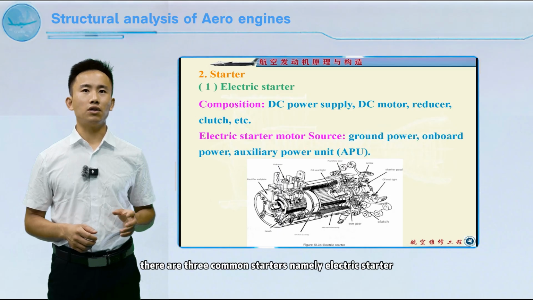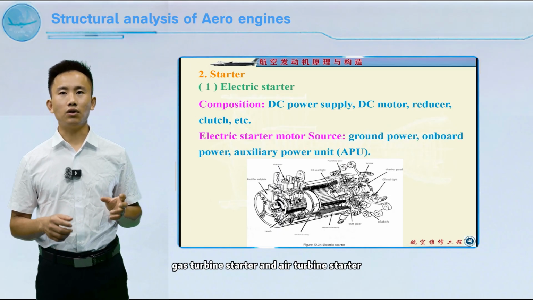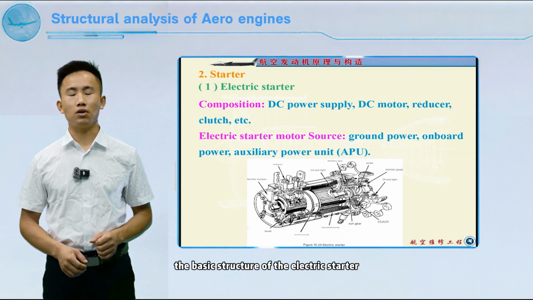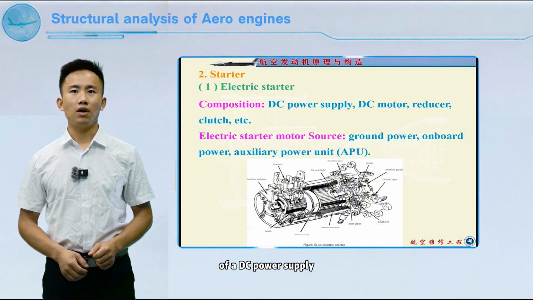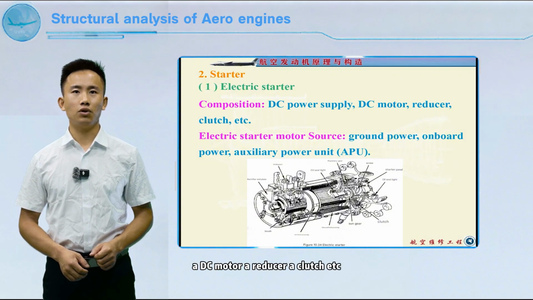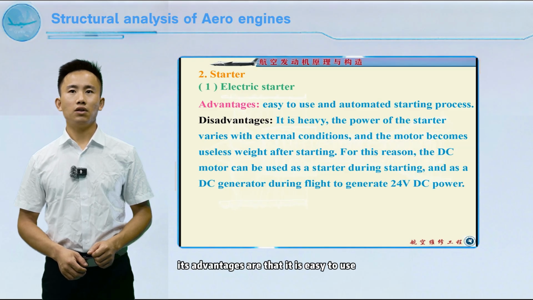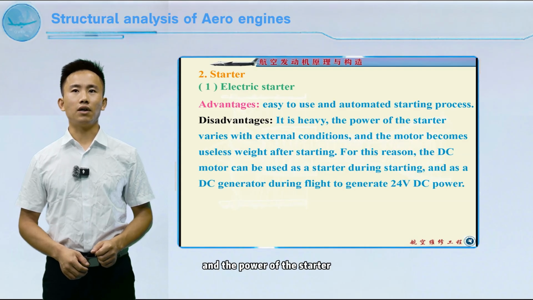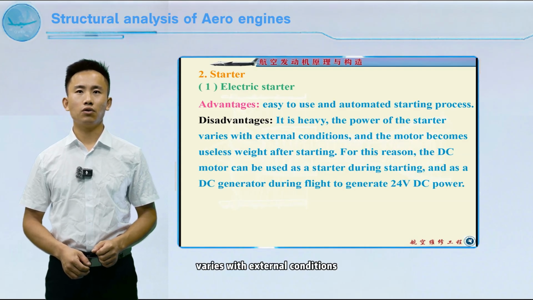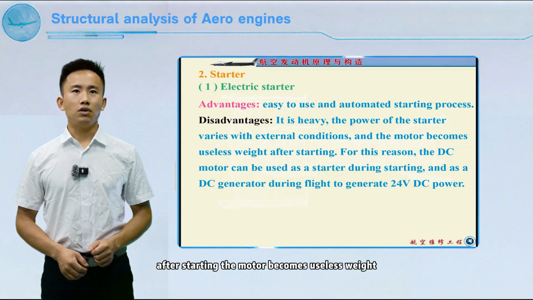There are 3 common starters, namely electric starter, gas turbine starter, and air turbine starter. The basic structure of the electric starter is shown in the figure, which consists of a DC power supply, a DC motor, a reducer, a clutch, etc. Its advantages are that it is easy to use and the starting process is automated. Its disadvantages are that it is heavy and the power of the starter varies with external conditions. After starting, the motor becomes useless weight.